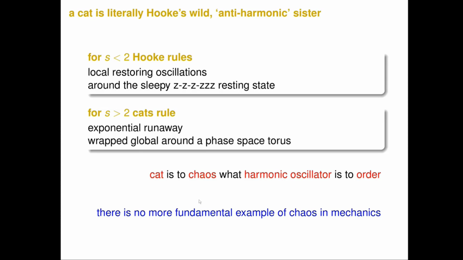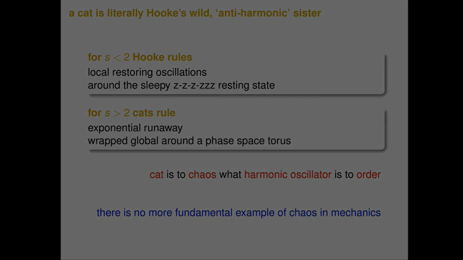So the cat, you might not like it when you read it in books, but it's the simplest possible thing in mechanics. The harmonic oscillator is the simplest thing to understand mechanics as oscillations. But if states are unstable, then you have the cat. There's nothing more fundamental than that.